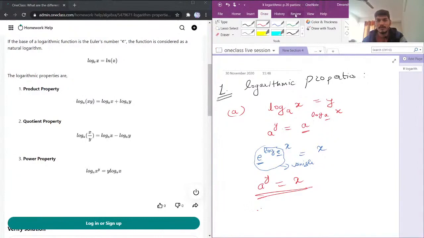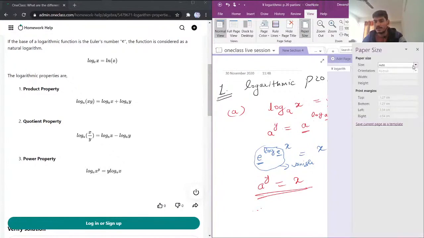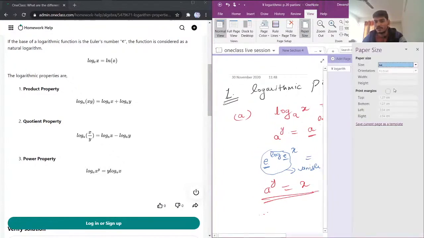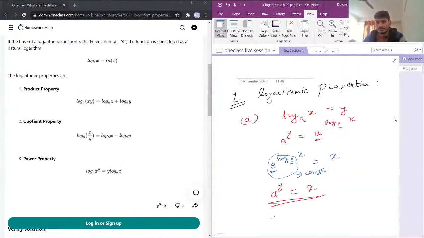Wait a minute, I just need to transform this page to A4 size. Yep.